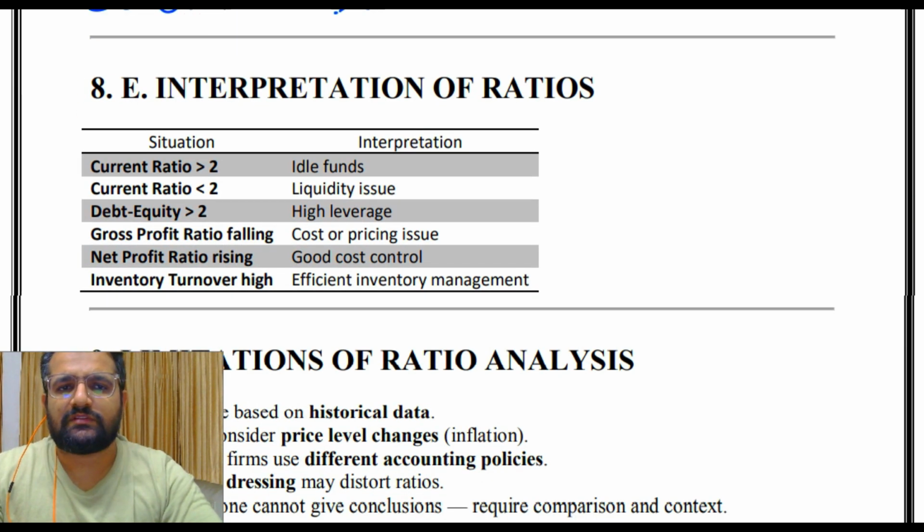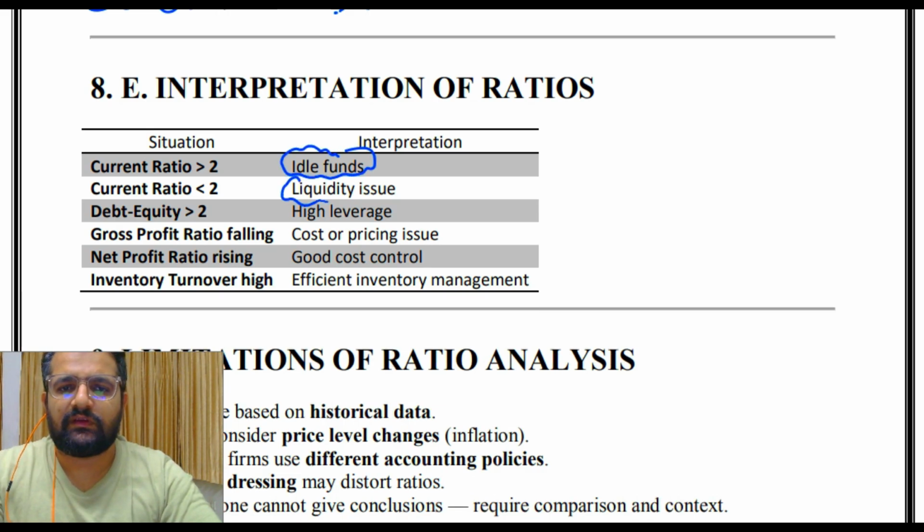The interpretation of ratios. Current ratio more than 2 is idle funds. Current ratio less than 2 is liquidity issue. Debt equity more than 2 is high leverage. Gross profit ratio falling is cost or pricing issue. The net profit ratio rising is good cost control. Inventory turnover high is efficient inventory management.